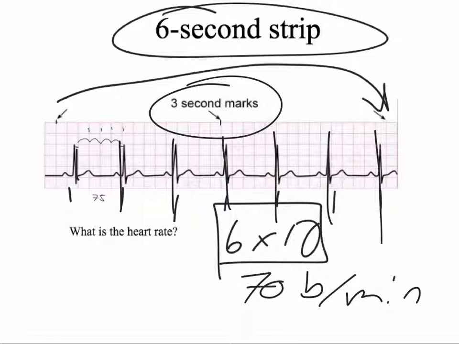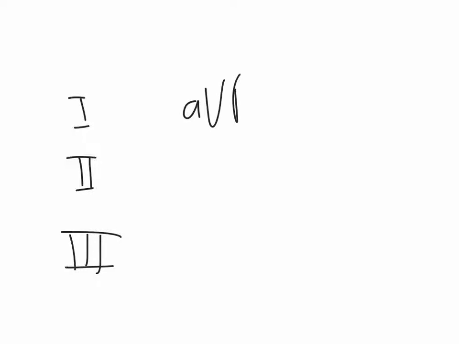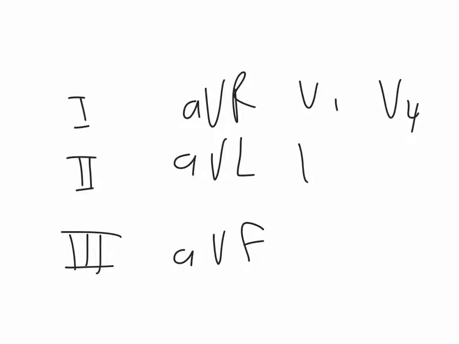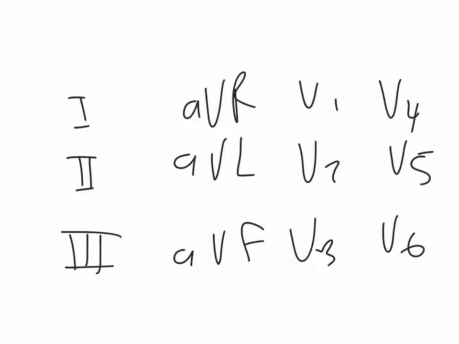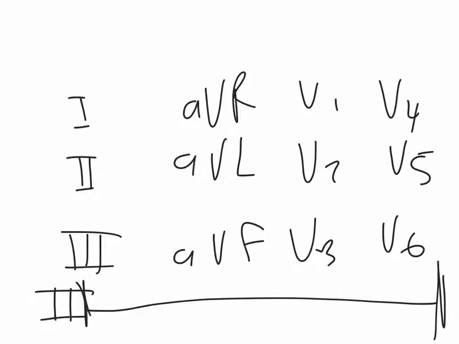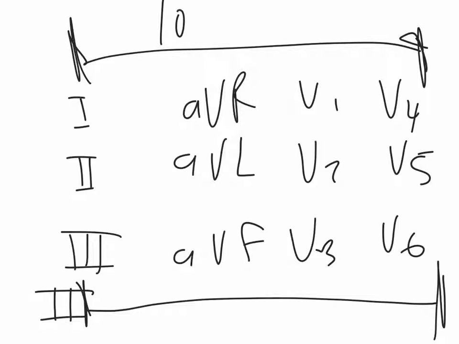However, there is one more trick, and that's because in your normal EKG, you've got lead 1, 2, lead 3, then you've got your AVR, AVL, AVF, then you get V1, V4, V2, V5, and V3, V6. And then down at the bottom, usually you've got lead 2 that goes all the way across. And this whole transition is 10 seconds.